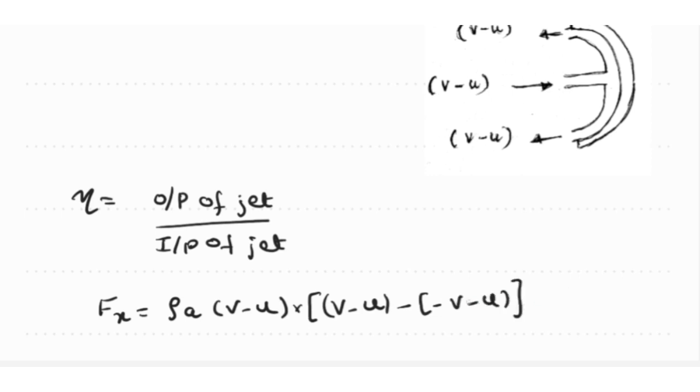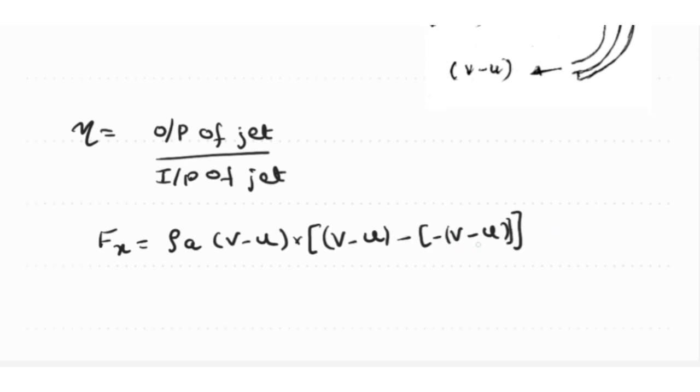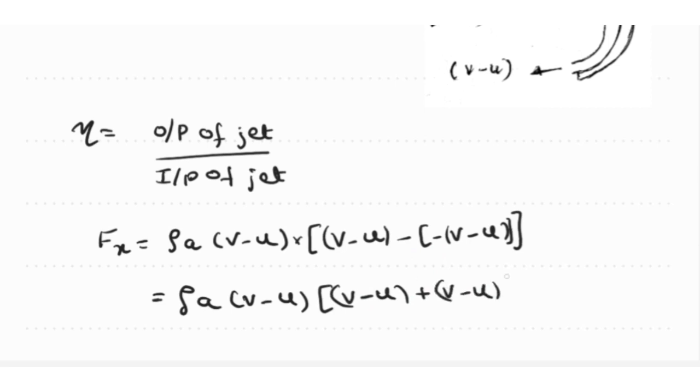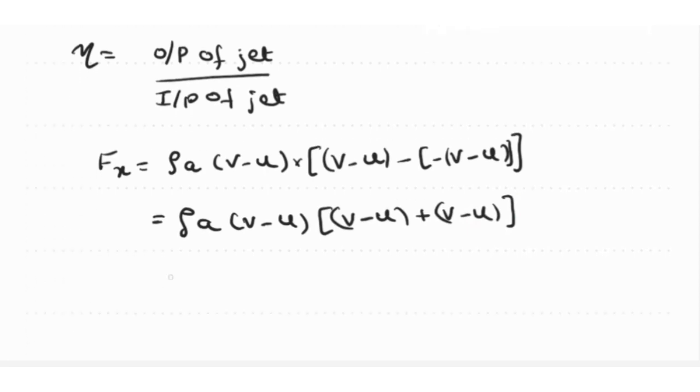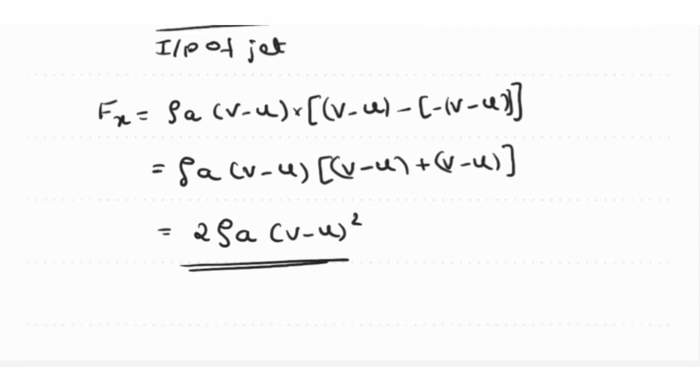So here what happens is, v minus u is common everywhere. So I will write v minus u into v minus u. Here minus of minus will be plus v minus u. So here v minus u plus v minus u is 2 v minus u. So I will write it as 2 rho a, v minus u into v minus u is v minus u whole square. If you solve it, Fx will be this.